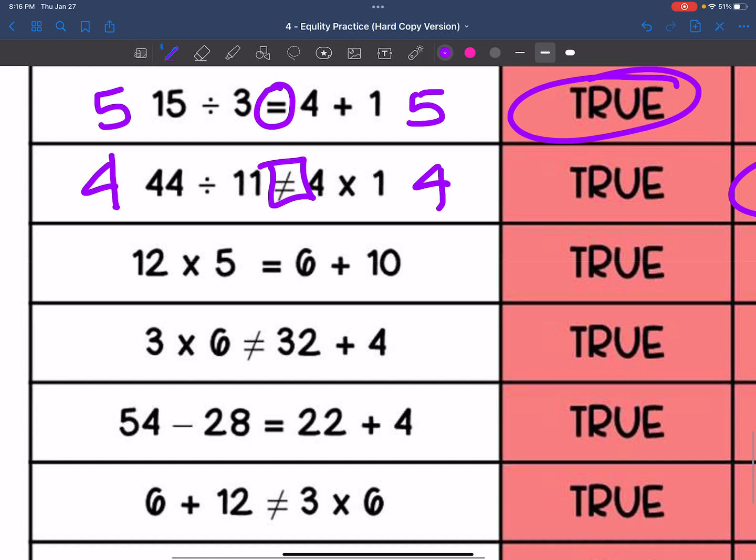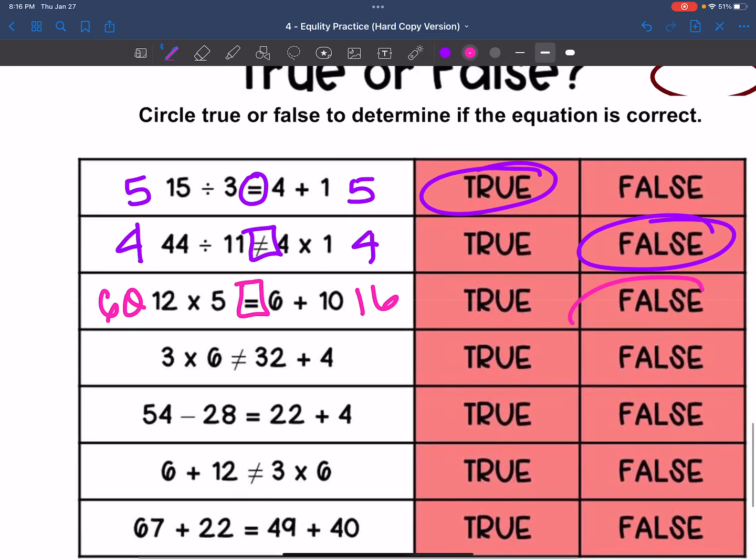All right, next one we'll do together is 12 times 5 is 60. So is 60 not equal to 16, 6 plus 10? Nope, that's false. All right, so be careful. Watch the signs here. Watch your signs.